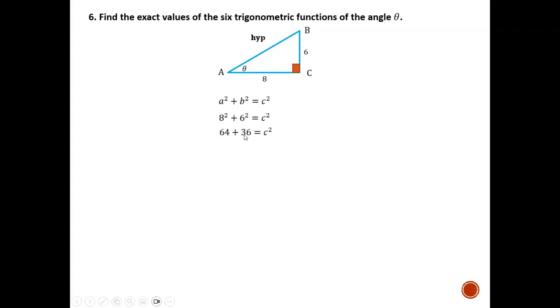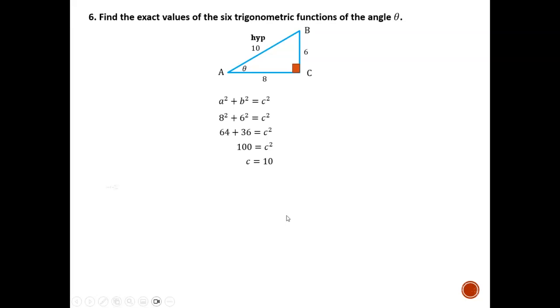Continuing solving, 8 squared is 64 plus 36. 64 plus 36 is 100. 100 equals c squared. Take the square root of both sides. Square root of c squared is c. Square root of 100 is 10. So this gives me now the hypotenuse value, which is 10. Now I have all the values of the lengths of my triangle here.